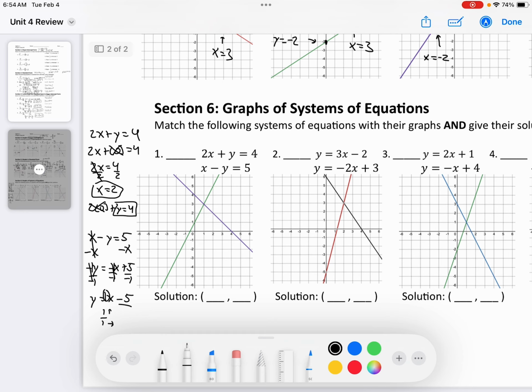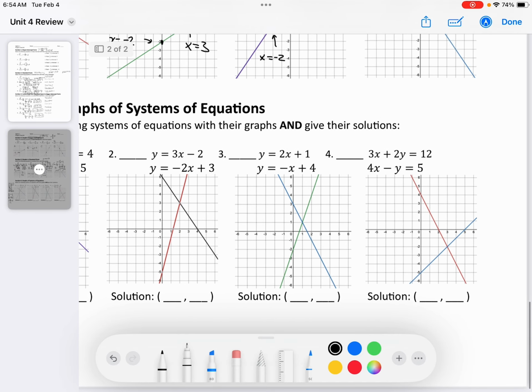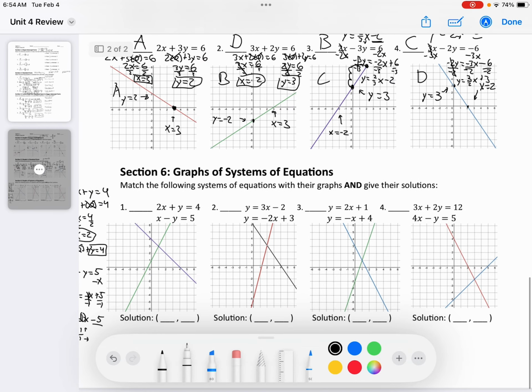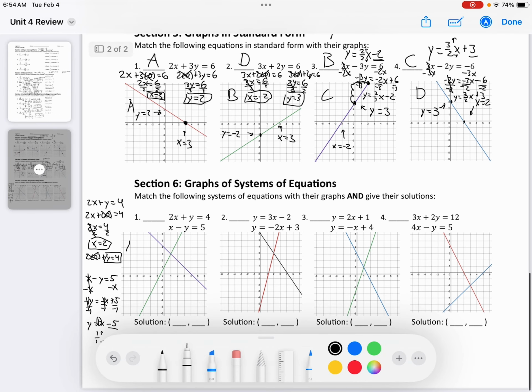First equation, we should have x equals 2 and y equals 4 for our intercepts. So I'm looking for a graph where the x crosses at 2 and the y crosses at 4. And to me, that looks like graph D. Again, these are A, B, C, and D. If I look at graph D, here we have one where the x crosses at 2 and the y crosses at 4. So we'd have x equals 2 and y equals 4.